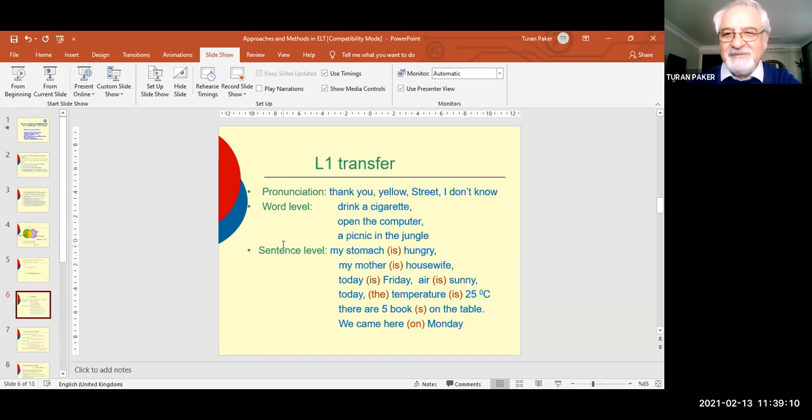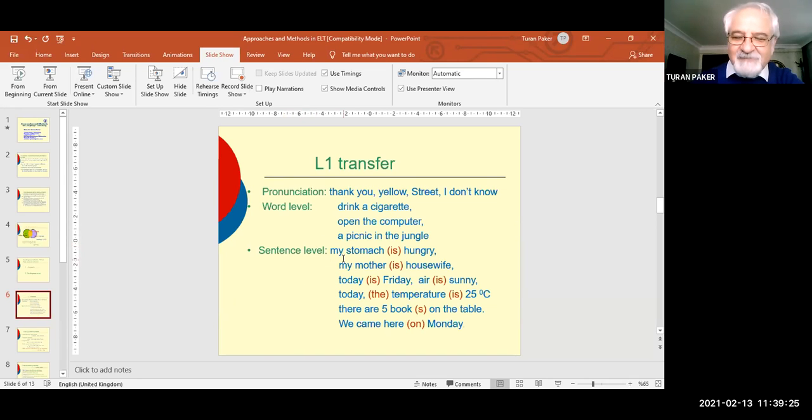And sometimes they just choose a word in the dictionary. When they want to have a picnic in the woodland or in the forest, they prefer jungle. I asked my student, why did you use that, and he said, well, I like the pronunciation.